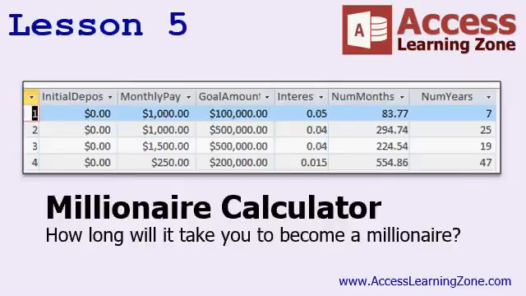Next, we'll build the millionaire calculator. This is one of my favorite things. You can use it to determine how long it's going to take you to become a millionaire. Or you can use it to plan for retirement or anything like that. For example, you know that you can afford to put away $1,000 a month. Your goal amount is $100,000. You're getting a 5% interest rate from your bank. Access will tell you it'll take about 7 years for you to reach your goal. So that's good for planning for retirement.